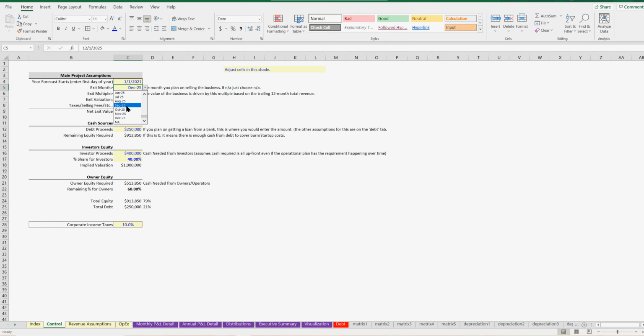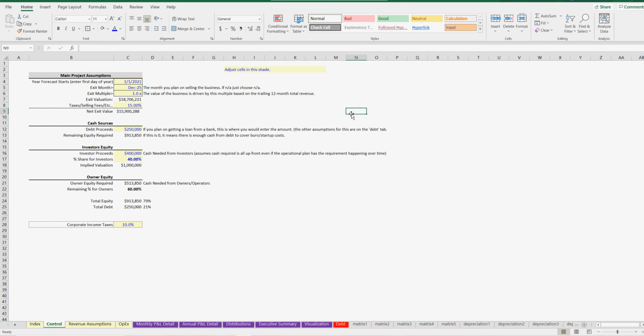stop all operations, whatever month you pick, and based on that month, if you do choose the exit value or exit multiple, it's going to take the trailing 12-month revenue and multiply it by this multiple. If you do NA, then there is no exit value. This will affect cash flow. I also did a net exit value if you want to account for taxes and selling fees here. You can do that and get the net exit value, which will flow to cash flow.